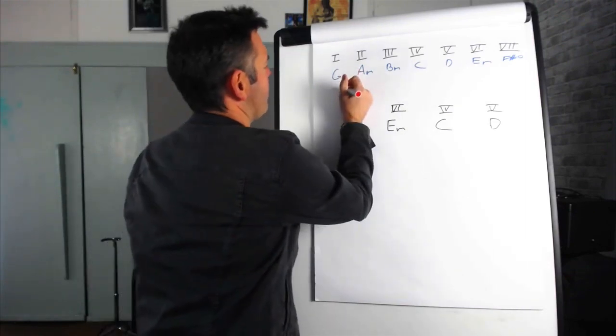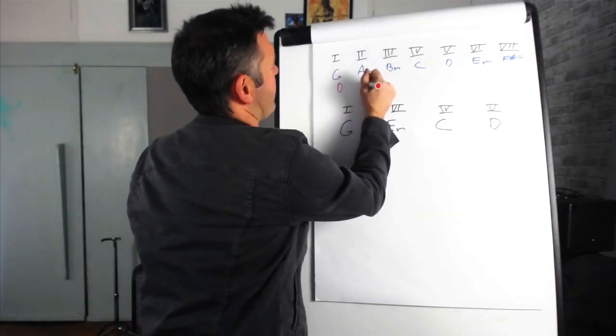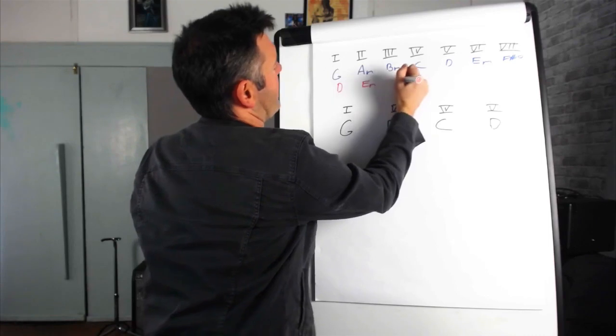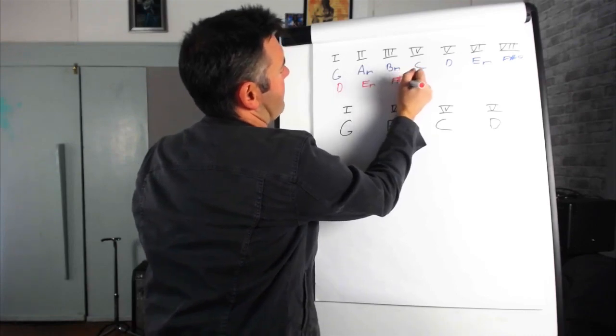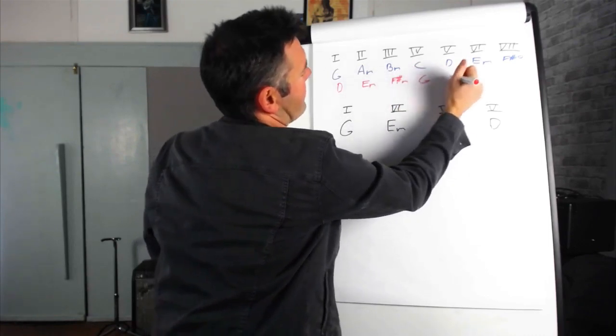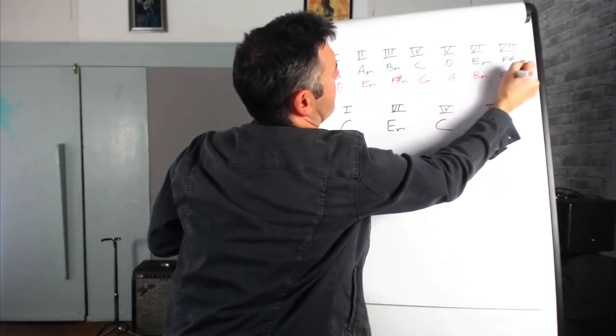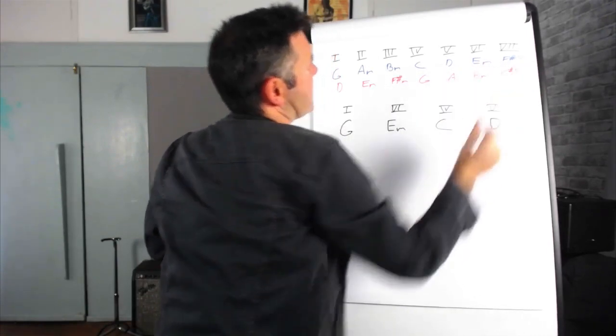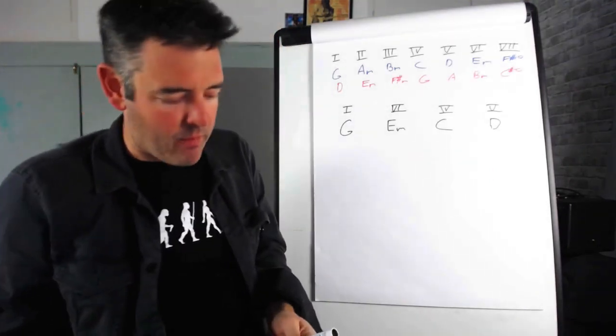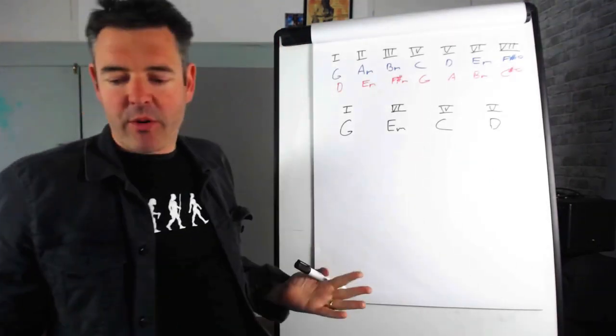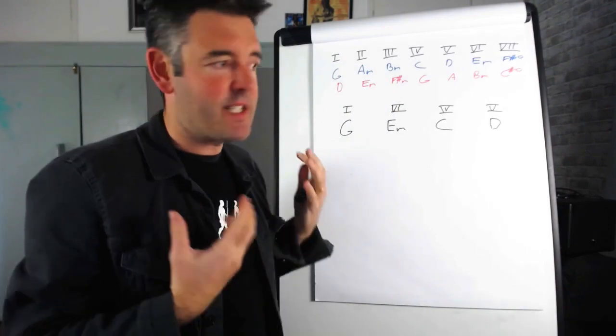We got D, E minor, F sharp minor, G, A, B minor, C sharp diminished. Now, the thing is, because we've analysed our chord sequence in terms of numbers, this is really, really easy to do.